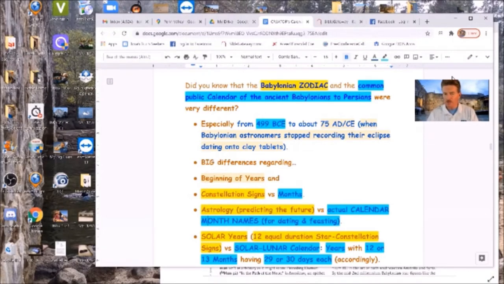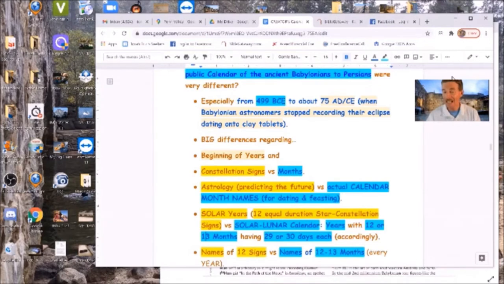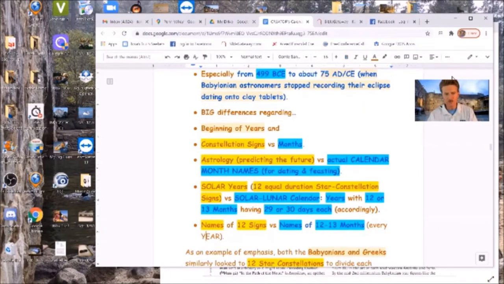But the differences in solar years of the 12 equal duration star constellation signs versus the lunar solar, or solar lunar, calendar of the Babylonians, years with 12 or 13 months having 29 or 30 days each, according to the visible sighting of the moon, of course, in the cycles of the moon. And so we're talking about names of 12 signs versus names of 12 to 13 months every year.